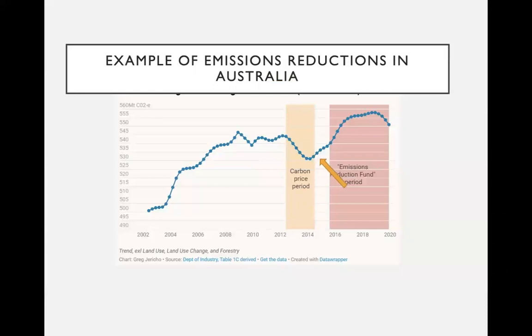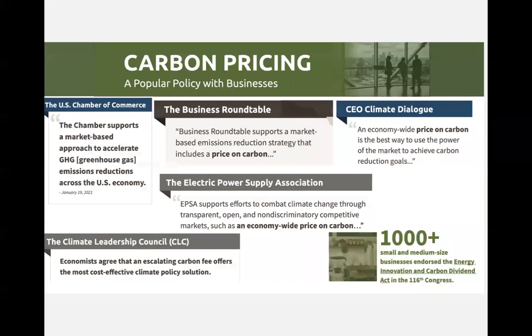It took a long time to even begin to flatten this curve, and emissions now are way higher than after they dropped the carbon price. So, business popularity. Because carbon pricing offers predictability instead of uncertainty, the US Chamber of Commerce and the Business Roundtable call for carbon pricing, which is huge news.